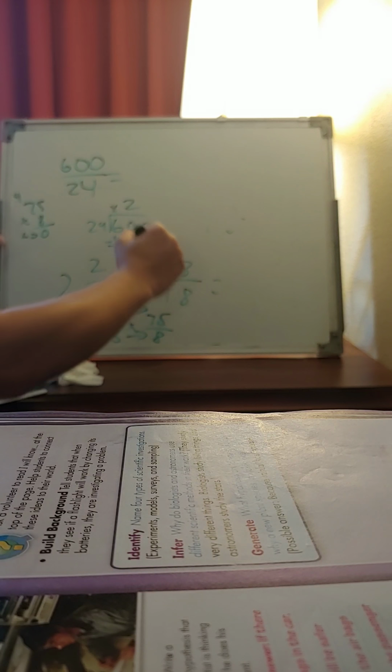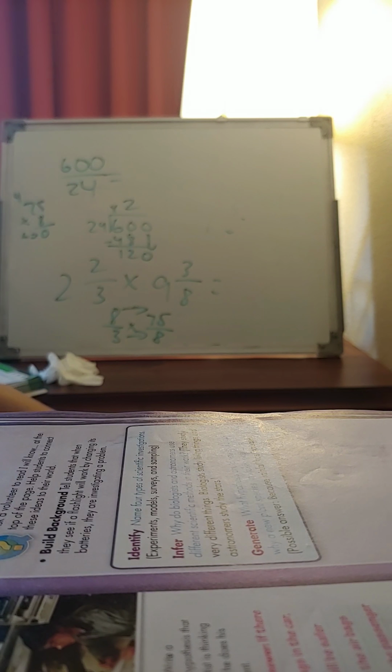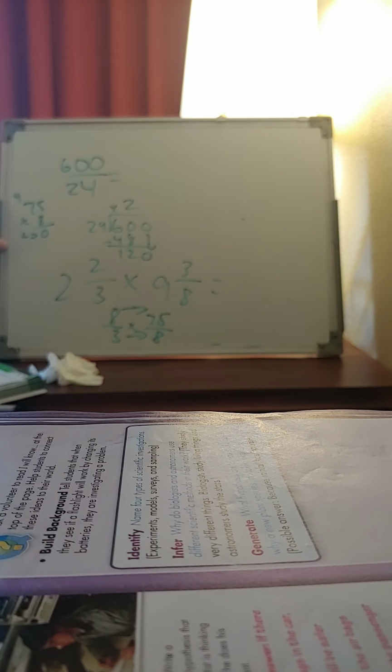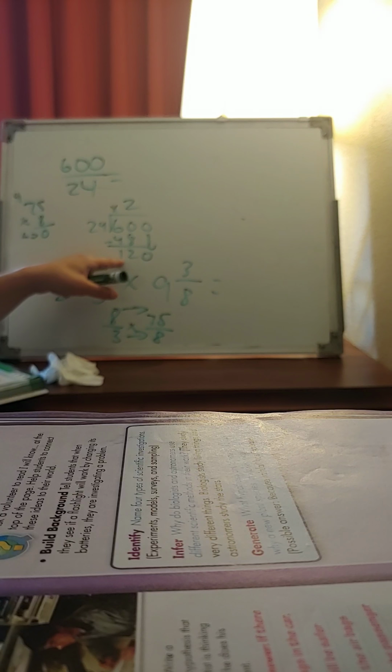Bring this down. How many times does 24 go into 120? I don't know that, Mr. Ruffin. Well, guess what? I don't either. But I know how to find it. So we're going to come over here, and I'm going to say, okay, 24 is close to 25. How many times does 25 go into 100? 4 times, right? 4 quarters equal $1.